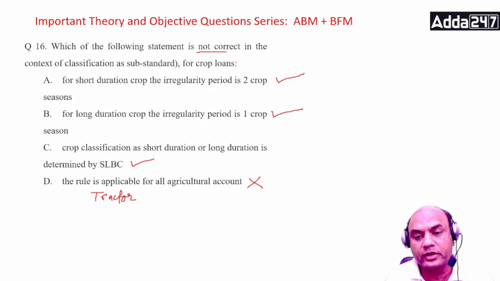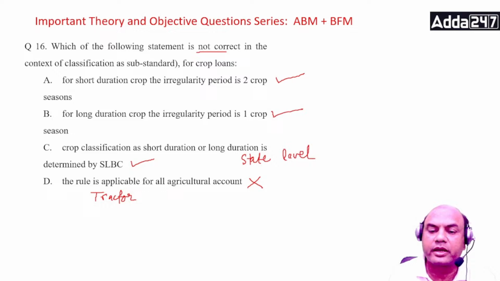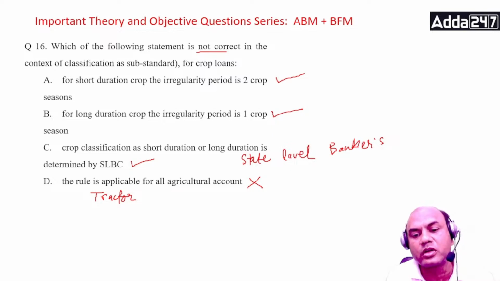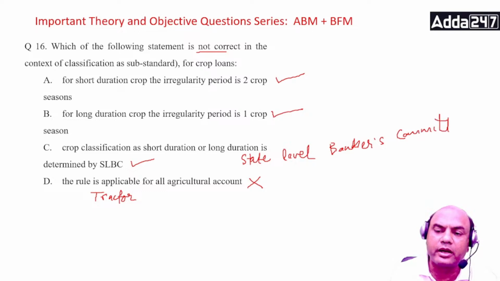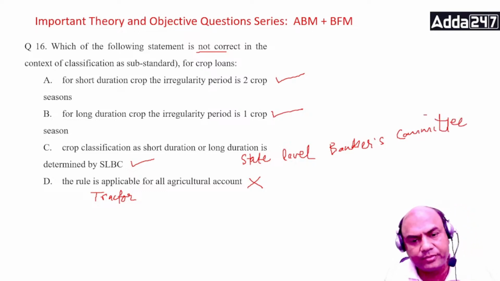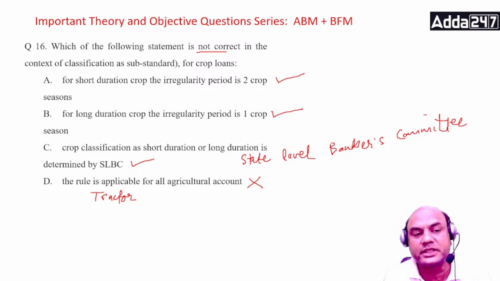Now the question in your mind might be, what is SLBC? SLBC is the State Level Bankers Committee. This Bankers Committee gives the list of crop durations, short or long, and then forwards it through RBI to all of the banks. So State Level Bankers Committee is the meaning of SLBC.